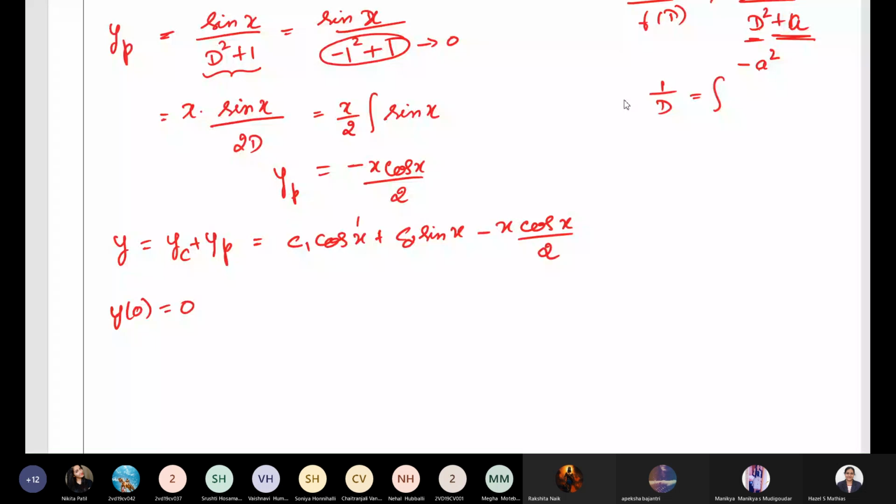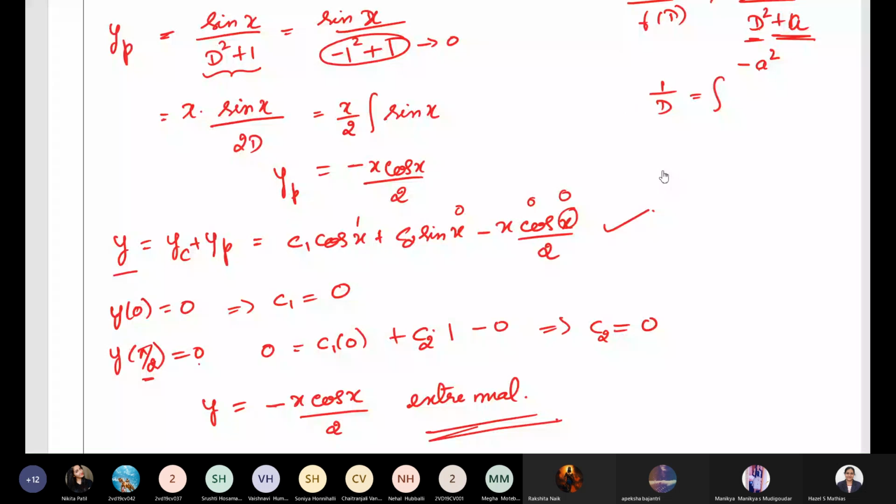Anybody has any doubt in this? Anybody has any doubt in finding the extremal using the Euler's equation? Anybody has any doubt? No, ma'am. Okay.